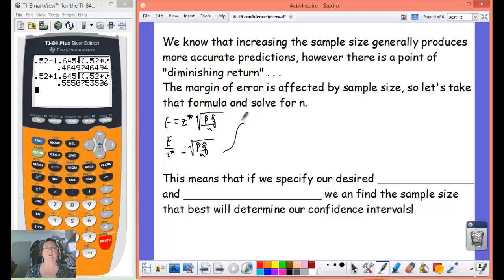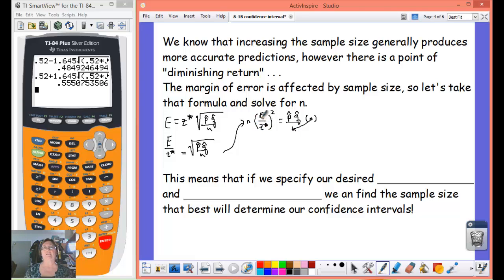So I'm going to bring my work up here. When you square a fraction, you square both its top and its bottom. So e squared over z squared is equal to, and on the other side we would have p hat q hat divided by n. Our job is to get n by itself. So the next algebra would say multiply both sides by n, and when you do, you'll have n on the ground floor, is how I like to say it, of this equation. You don't want it in the basement, you want it up here on the ground level.